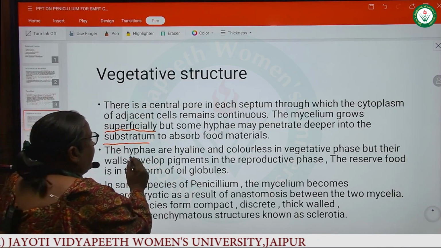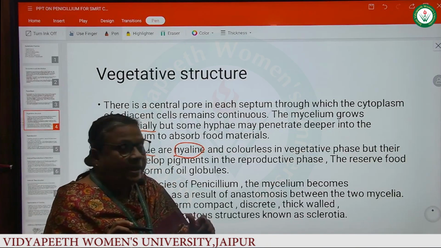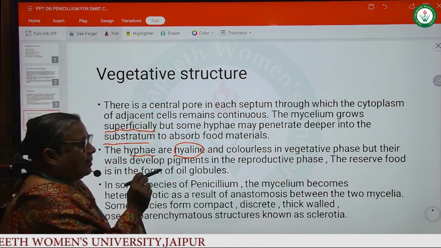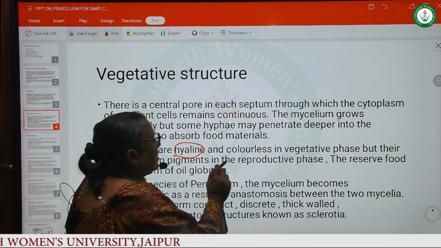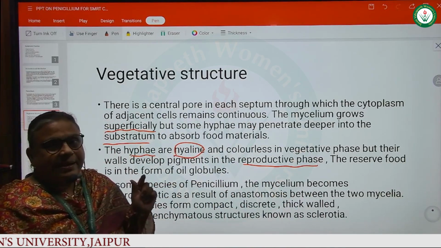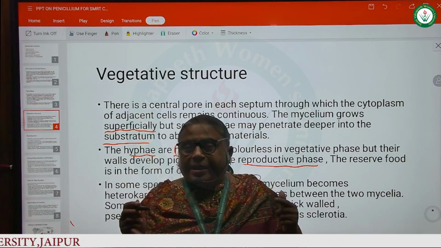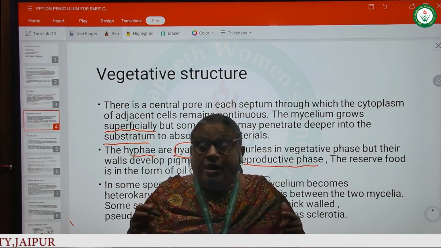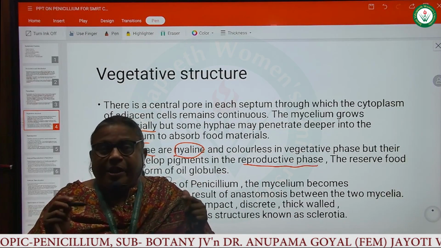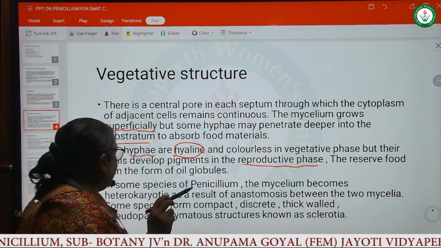The hyphae are hyaline and colorless in the vegetative phase, but their walls develop pigments in the reproductive phase. The reserve food is in the form of oil globules. So this can come in the multiple choice question. What is the reserve food in the fungus Penicillium? You say the reserve food is in the form of oil globules.